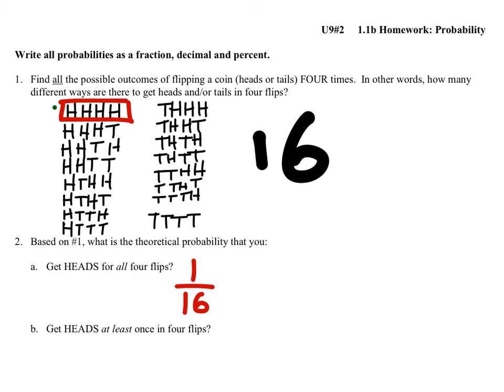There's 1, 2, 3, 4, 5, 6, 7, 8, 9, 10, 11, 12, 13, 14, 15. So there's 15 of these that have at least one heads, out of the 16. Another way we could look at this backwards would be that only one has no heads at all. And so subtract the 1 from 16, you get 15 out of 16.